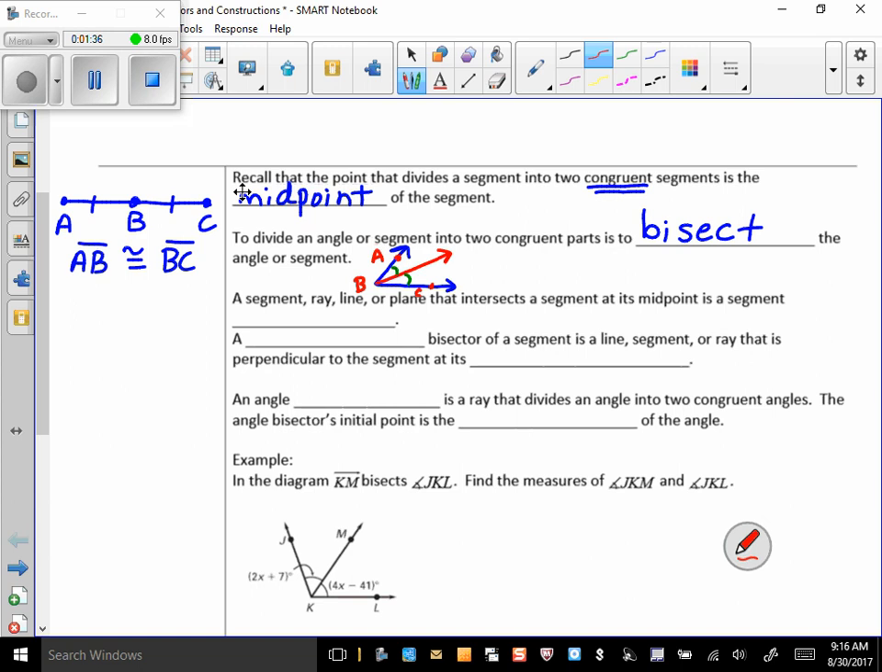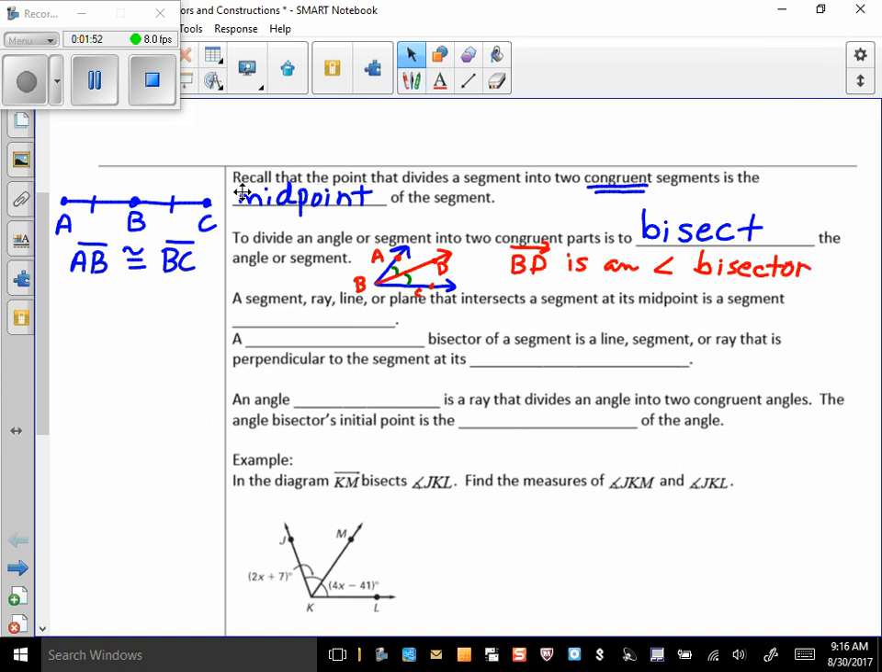then what I would know, because I know the two little angles are congruent, I gotta label this, I would know that BD is an angle bisector. It divides an angle or a segment into two congruent parts. Okay, so a segment, ray, line, or plane that intersects a segment at its midpoint is a segment bisector.